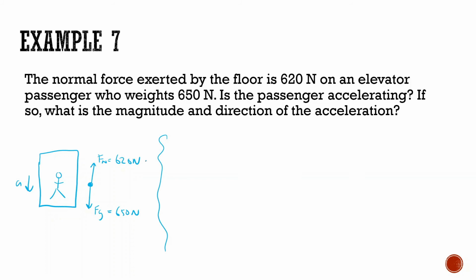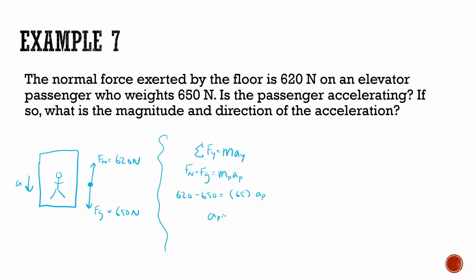But now, let's try to figure this out. We're going to do the sum of all forces in the y direction is equal to mass times acceleration in the y direction. And we have two forces in the y direction. Force normal plus force of gravity equal to mass of the person times acceleration of the person. Normal force is 620. Force of gravity is negative 650 because it's going down, so I'm going to do minus 650. Mass of the person is going to be 650 divided by 10, so it's going to be 65. And acceleration is what we're looking for.